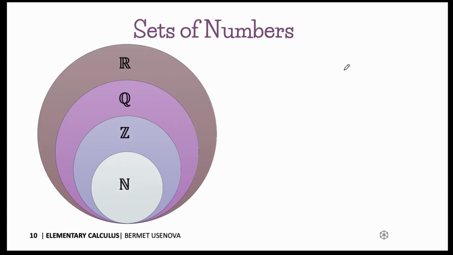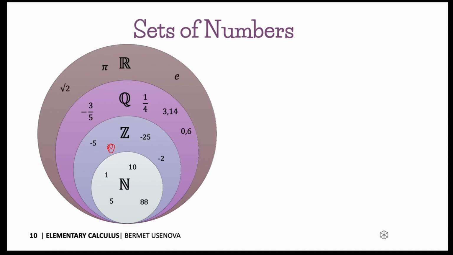So let's have a quick review. Natural numbers are whole positive numbers. Integers are natural numbers plus 0 and plus negative whole numbers, so we can just include 0 here. Next, rational numbers include integers plus fractions. Here we have them. And finally, real numbers are rational and irrational numbers.